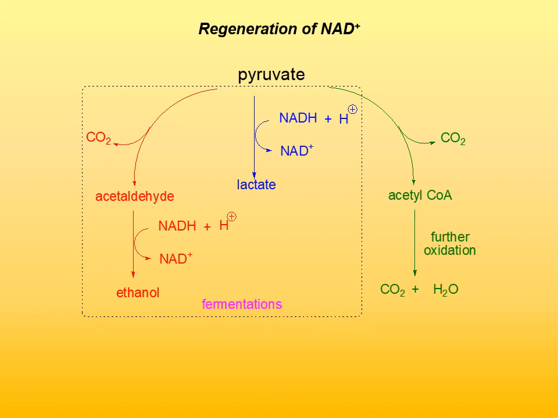For glycolysis to continue, NAD has to be regenerated. Now it is in reduced form, NADH, and so as a cofactor, catalytic cofactor, it has to be regenerated. There are 3 ways to regenerate NAD, or 3 pathways. 2 of them are anaerobic, and they are called fermentations. In fermentations, organic compounds are both acceptors and donors of electrons. And third is aerobic, and involves oxidation of acetyl coenzyme A with oxygen that is acceptor of electrons.